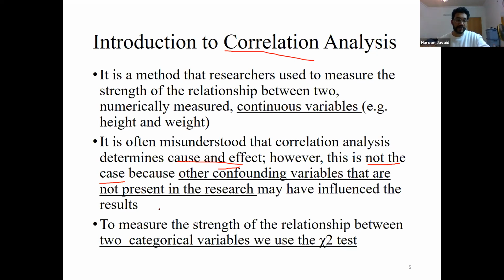Because the height could develop based on the amount of food intake, physical activity, everything else that we did not consider in our study. Does it make more sense now? So what confounding variable means is variables that we did not take into account, but they are present over there and they are affecting the results of the study.